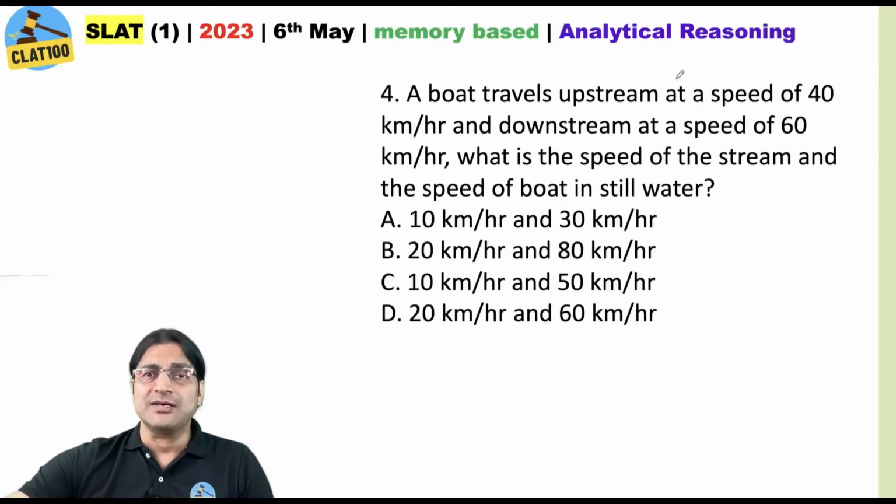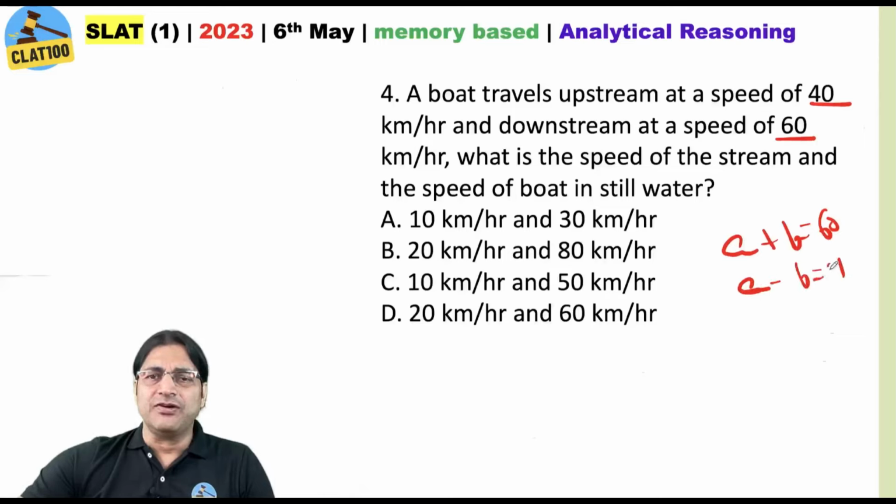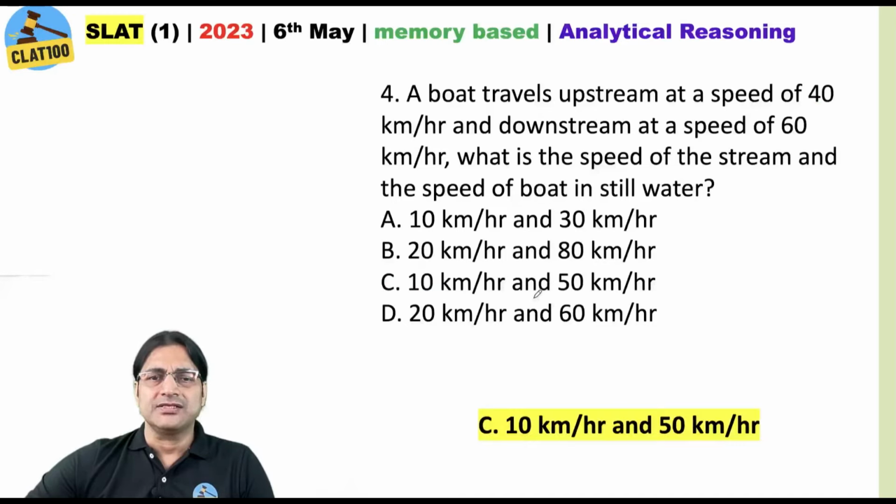A boat travels upstream at a speed of 40 and downstream at a speed of 60. So, A plus B is 60 and A minus B is 40. Why do I need to calculate it? Isn't it 10 and 50? Alright, that's your answer. It's not a question, it's a joke.